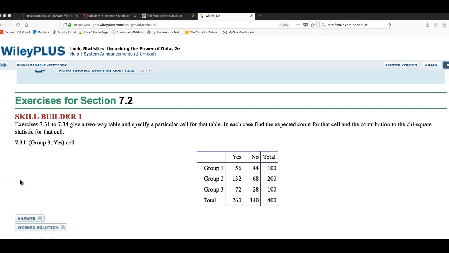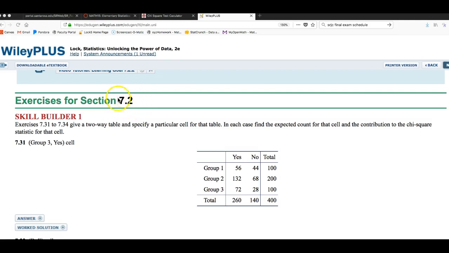Hello, in this video, I want to show you how to compute expected counts and chi-square statistic for any specific cell in the total chi-square statistic using an online website that's different from StatKey. So this is from the Lock 5 textbook, section 7.2.